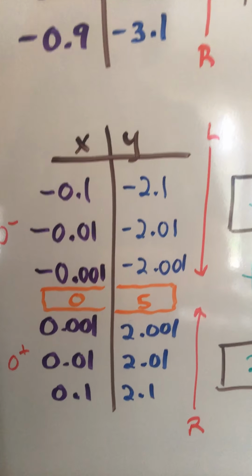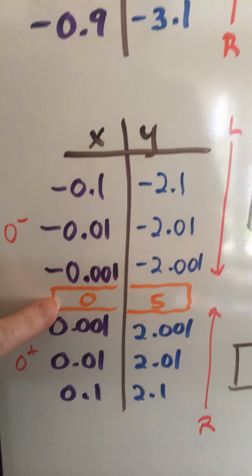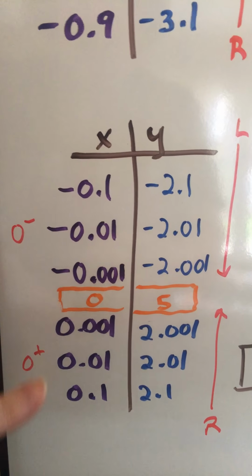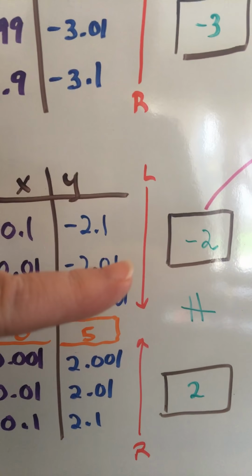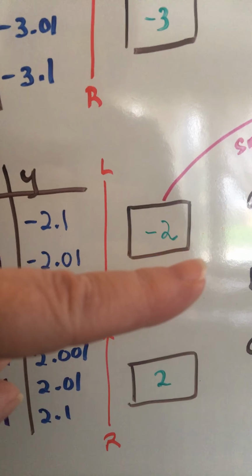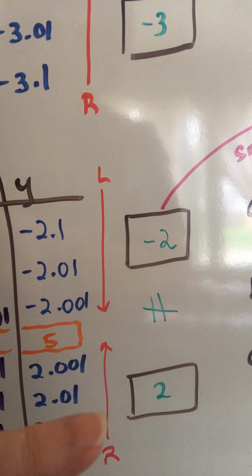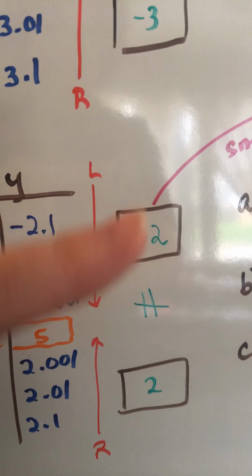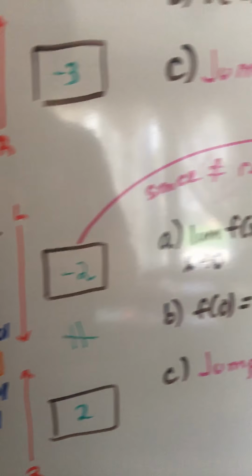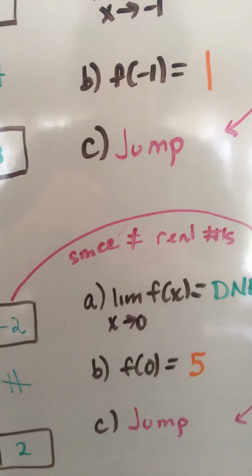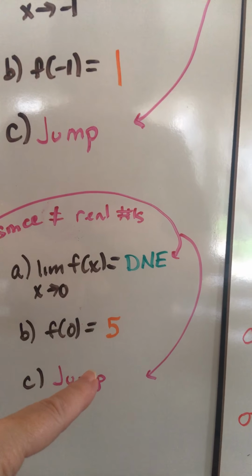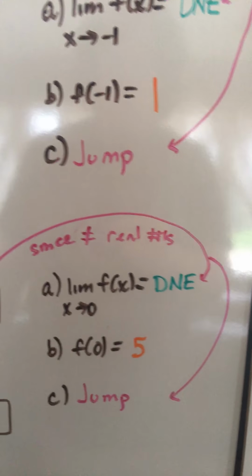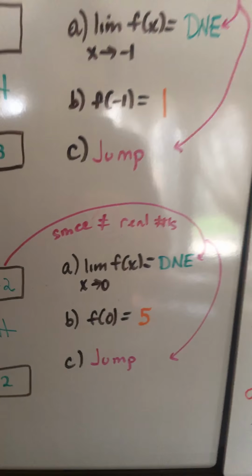Let's do one more jump. So here's 0. I'm squeezing in from the left side and the right side. I've given you some values for y. Itty-bitty, itty-bitty, itty-bitty, -2. Slowly, slowly, slowly, 2. These are two real numbers again. They're not equal, so D and E. But since they are real numbers and not equal, it's a jump. And I do have an ordered pair. Once again, doesn't help us much.